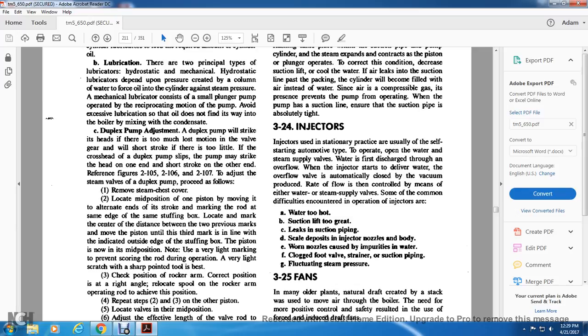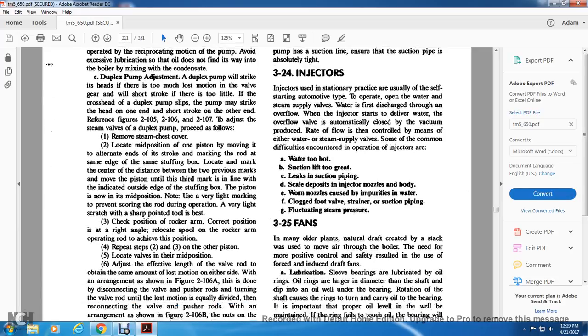Indicate the outside edge of the stuffing box. The piston is now in mid position. Note that very little marking is present. Anything scoring the rod during operation should be kept to a minimum; a sharpened point on the tool is best.